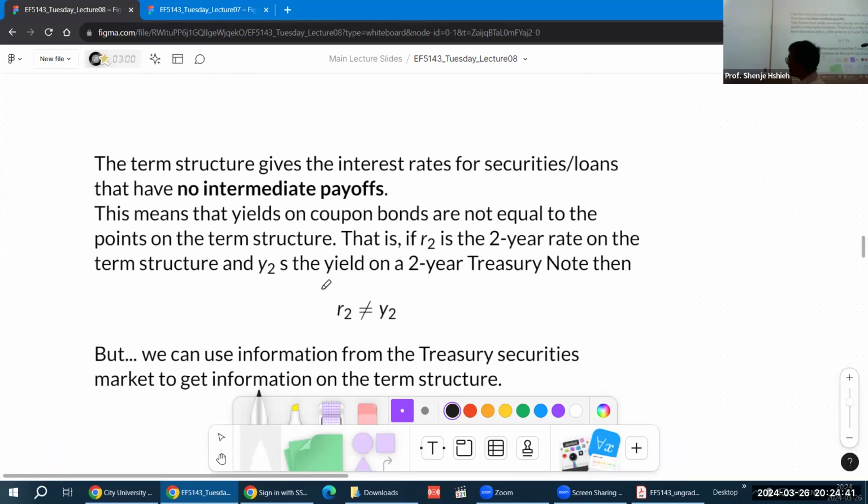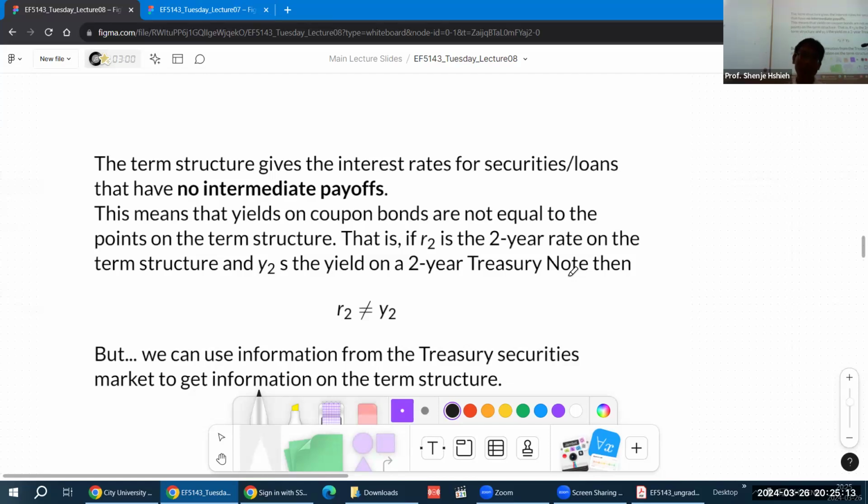Remember, the term structure of interest rates does not assume any sort of coupon payments. So using the yield to maturity of treasury securities or any sovereign debt, for example, as the interest rate to discount things would be incorrect. You need to find some way to convert coupon payments to zero coupon bonds in order to construct the term structure.